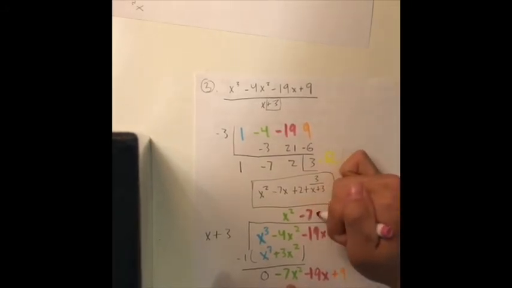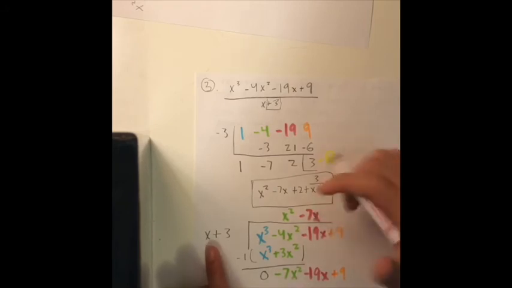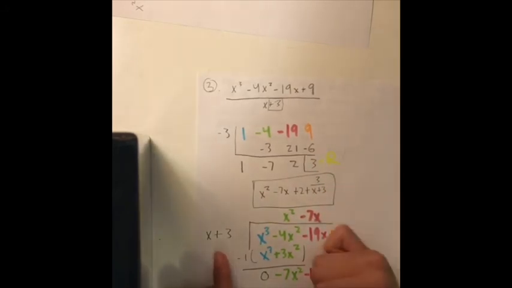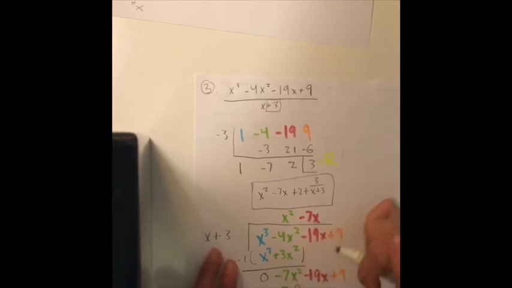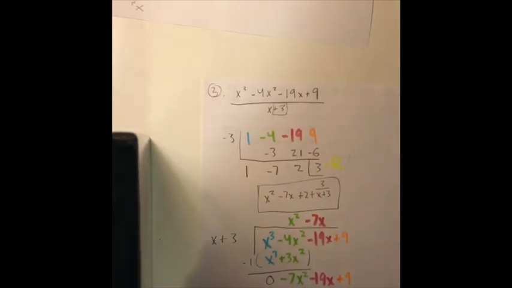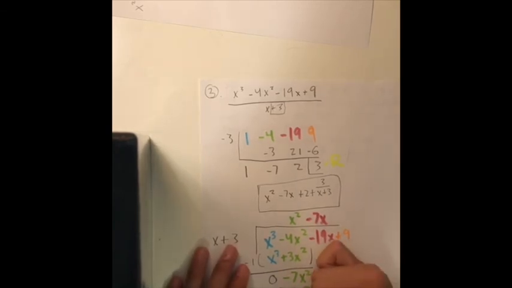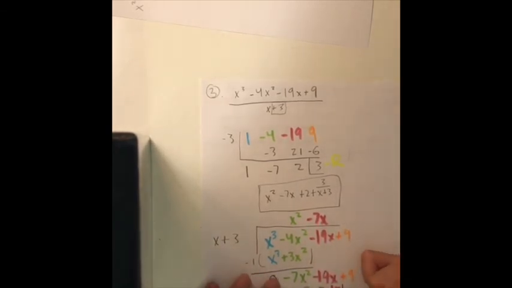negative 7x times. Now we're going to want to multiply each term in this expression by negative 7x. So negative 7x times x is negative 7x squared. Negative 7x times 3 is negative 21x. Now what we're going to do is multiply this by negative 1, and then add. So negative 1 times negative 7x squared is 7x squared, plus negative 7x squared is 0.